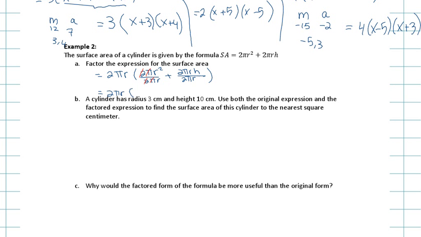Okay, now let's cancel this. 2 and 2, pi and pi, r and r. So what do you have left? Plus. So eyes on the board for a second, please. This and this, they're exactly the same thing. This is factored, okay? However, this one is an expanded form, okay?